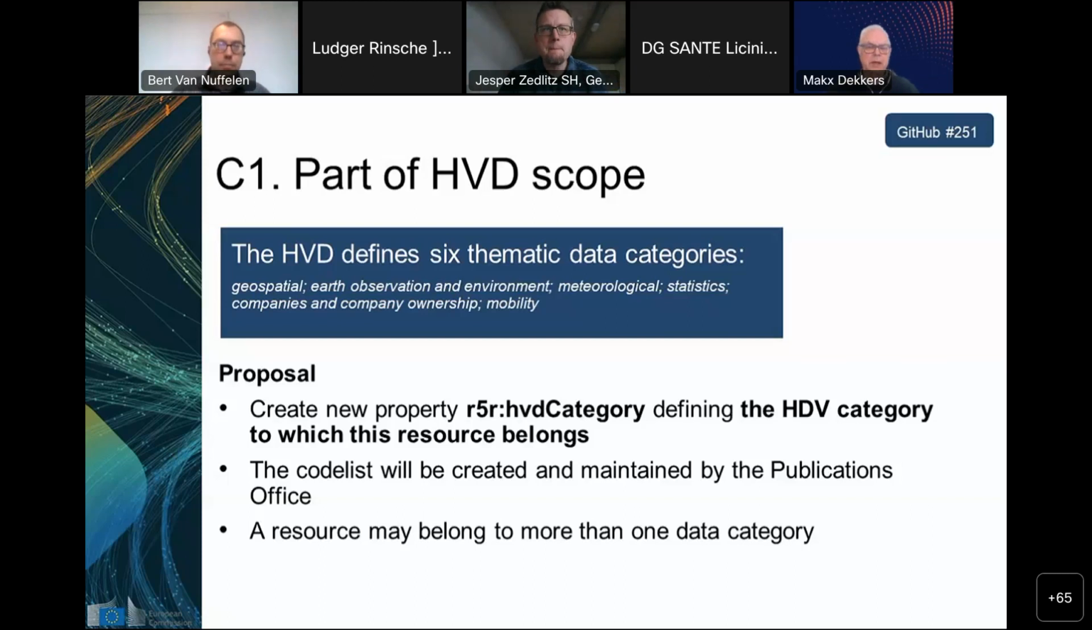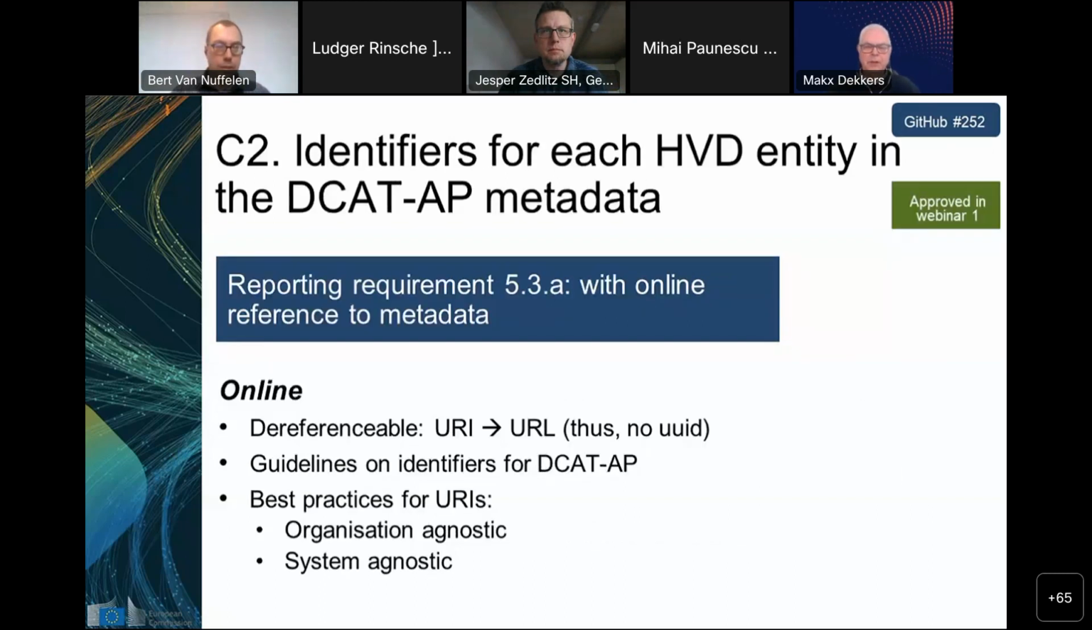Did I see Mihai come up with a hand, or did you lower it again? No, it was just an approval for this. Okay, good. It clarified what I was asking previously. Thank you. Okay, so I see no objections to this. So then we move to. Oh, Jill comes back to the previous slide.